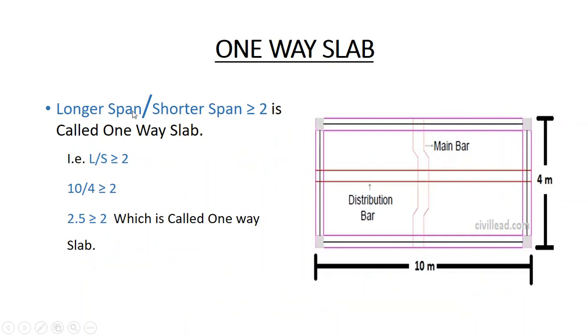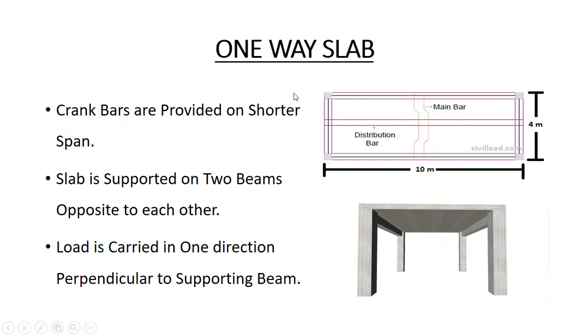This is also the criteria for the one-way slab, that the longer span divided by shorter span will be greater than or equal to 2. We take an example: 10 meters on the longer span and 4 meters on the shorter span, which gives us 2.5, which is greater than 2. Then it shows us that it is a one-way slab.